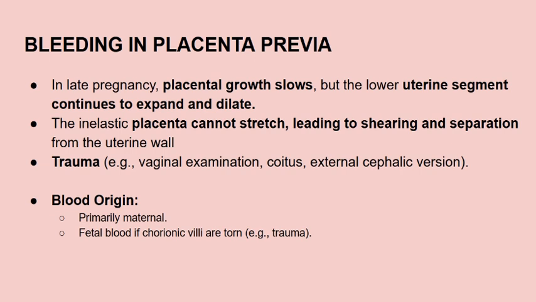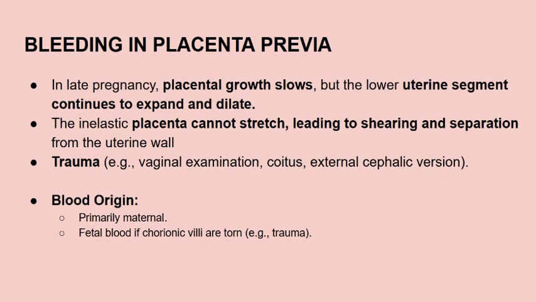Then trauma can also trigger bleeding in placenta previa. The type of trauma we usually see is trauma from vaginal examination. That's why it is paramount that anybody who comes with antepartum hemorrhage, you should not do a vaginal exam until you have ruled out placenta previa. Maybe during sex, coitus, the sexual act can trigger bleeding, and it can also occur in external cephalic version, of which that is not done that frequently. The origin of blood is primarily maternal.